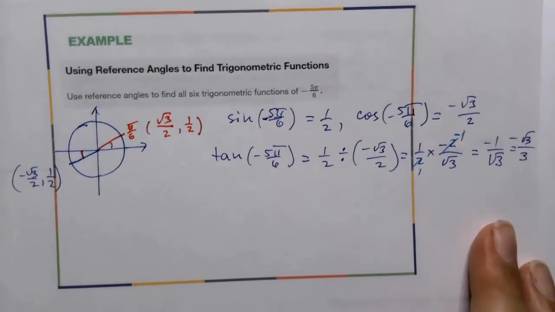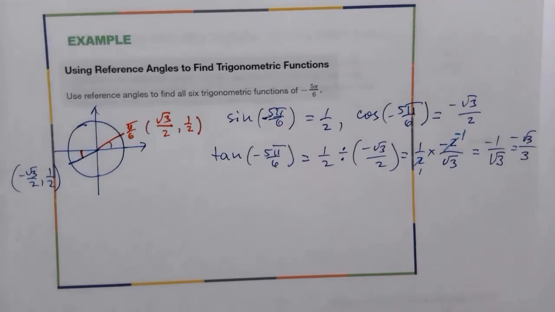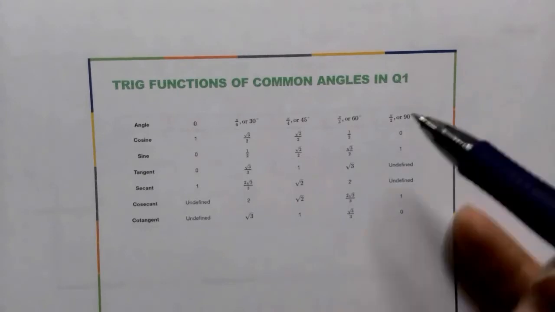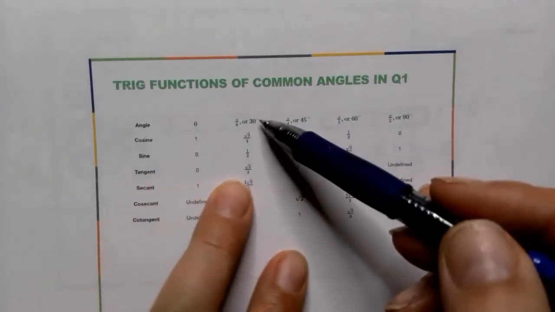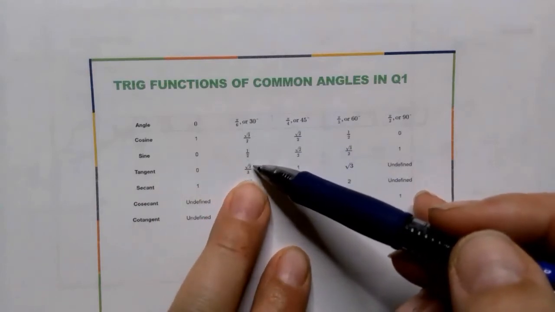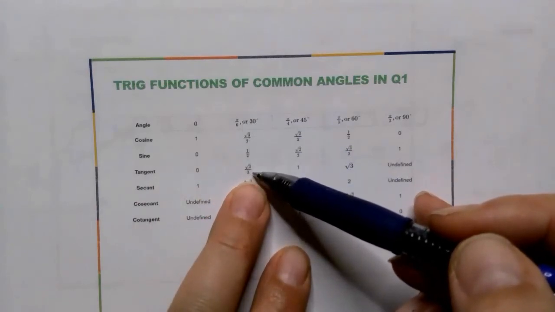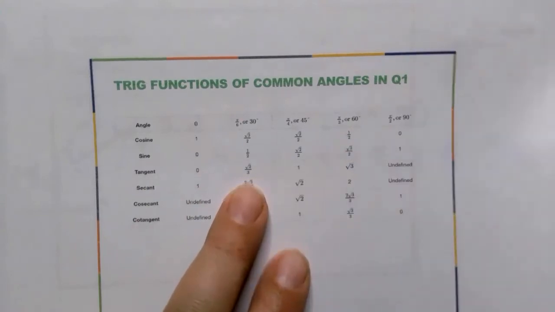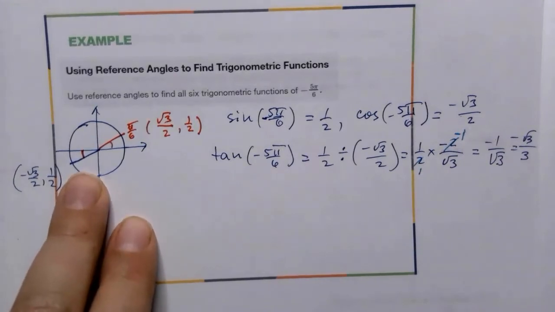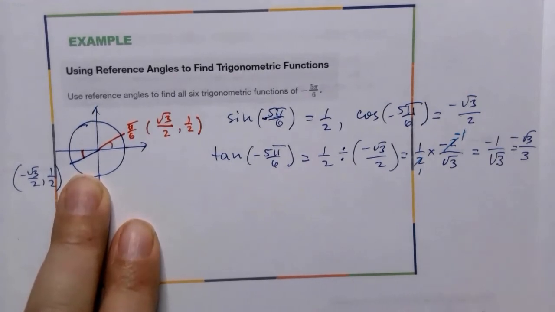But we could use our table in order to find those, actually. Like if we memorize the values, we know that the tangent for pi over 6 is root of 3 over 3. And then we know that in the third quadrant, tangent is negative. So we could just write out the answer without going through this process.